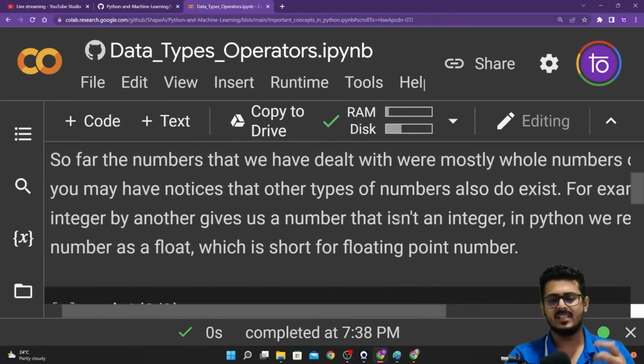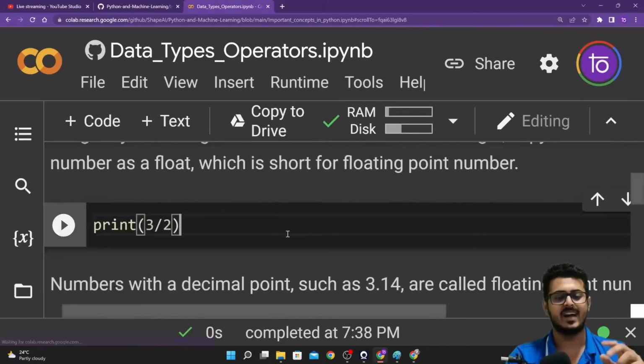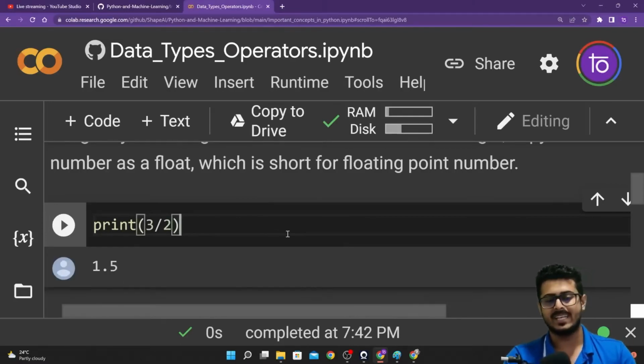So far the numbers that we have dealt with are mostly whole numbers or integers, but you must have noticed that there are also some other types of numbers that exist. For example, right over here, when you divide an integer by an integer, 3 divided by 2, both of them are integers. If I am dividing it right over here, we get an answer that isn't quite an integer. It is a decimal value, that is 1.5. Now this 1.5 is what we call a float or floating point number. We don't call it a decimal number in Python. The technical term for this particular data type is float or floating point number.